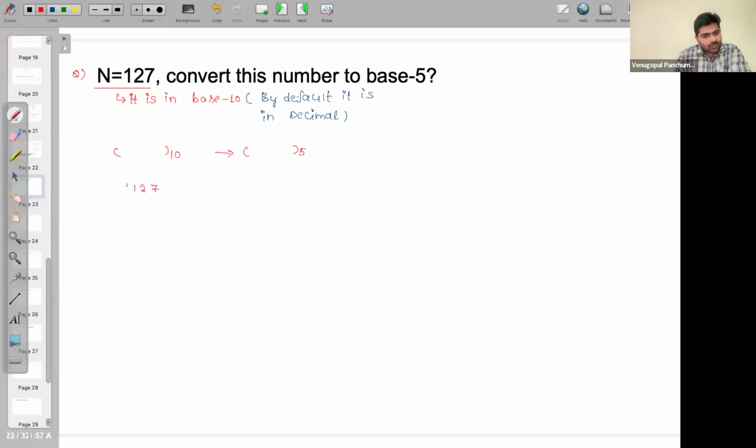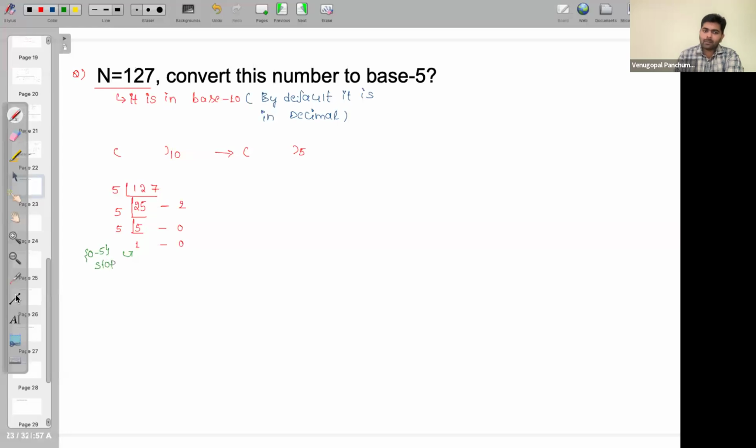This is 127. Now let me start dividing this. So how many times will 5 go into 127? 25 times. 5 25s are 125 and the remainder you will get is 2. Now repeat this process. 5 5s are 25 and the remainder is 0. Next, again, how many times will it go? 5 1s are 5 and the remainder is 0. So here, when can I stop? If the value is between 0 to 5, we can stop.